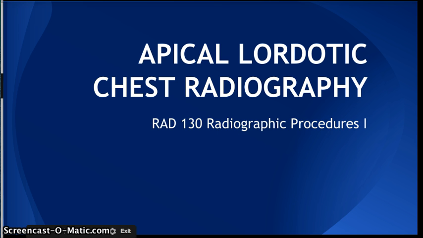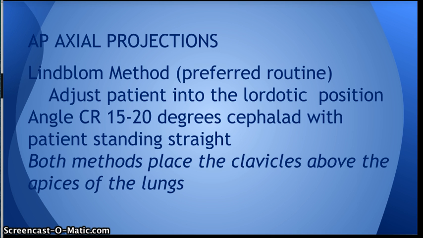So, as radiographers, what can we do to demonstrate this area? To demonstrate the apices of the lungs, the radiographer should perform an apical lordotic chest radiograph. This is considered an apicoaxial projection. Remember that axial refers to the angle between the central ray and the long axis of the body. This slide demonstrates two methods. The preferred routine is the Lindblom method.